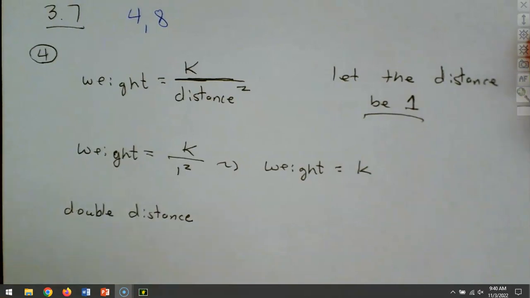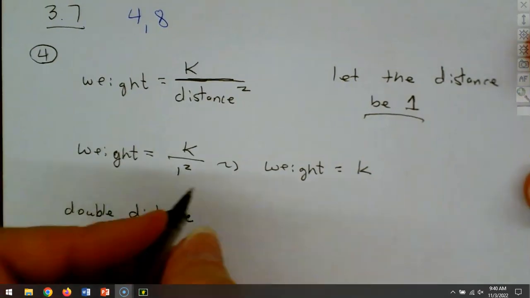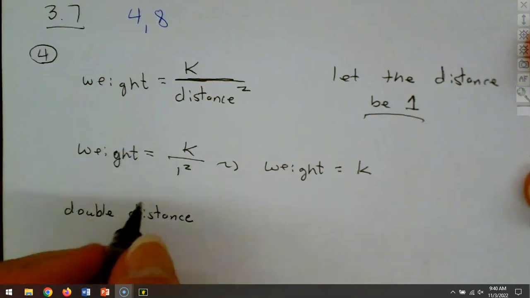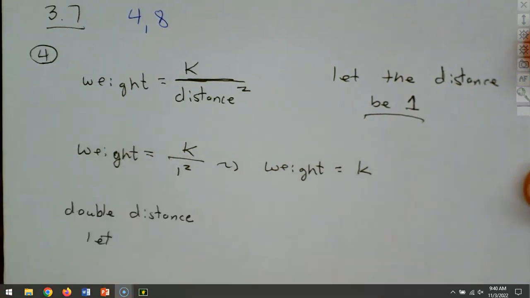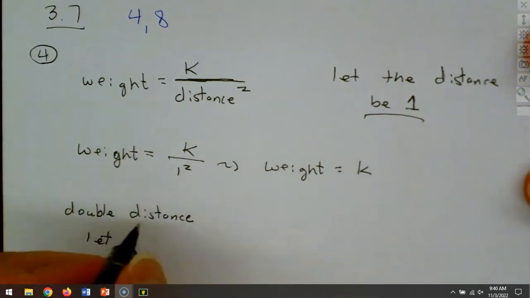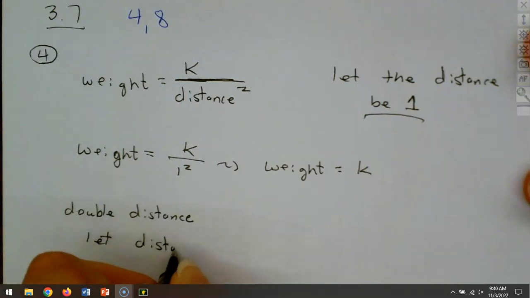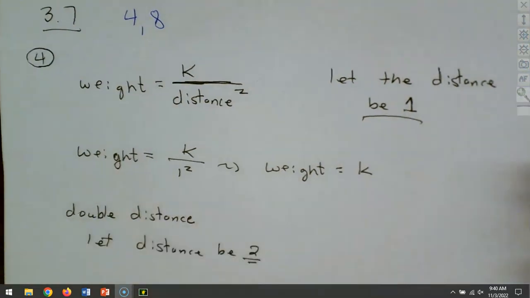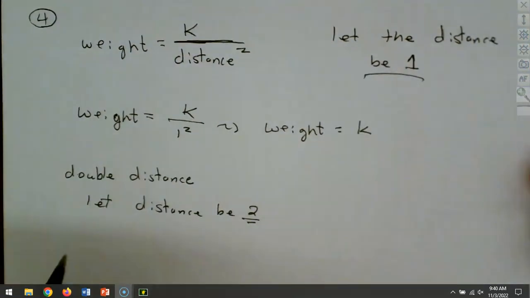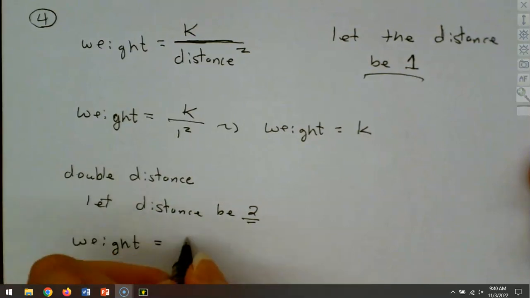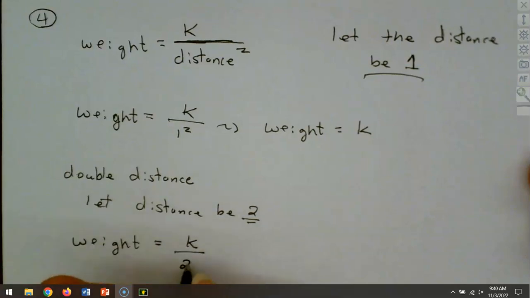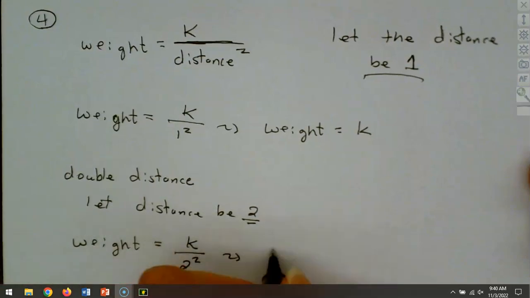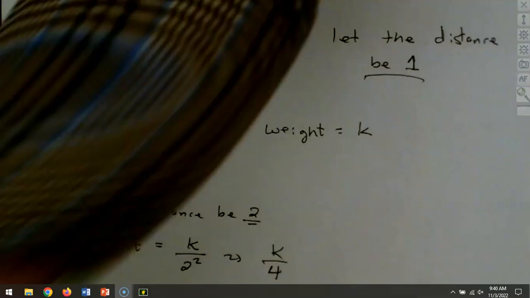If I double the distance, that means I'm going to let my distance be now 2. That's going to double it, right? Because when you double 1, you get 2. Let your distance be 2. Now, if I plug in 2, what's going to happen to my weight here? All right, if I plug in 2, then that's 2 squared below, which is then k over what? K over 4. Now, look at how these compare.